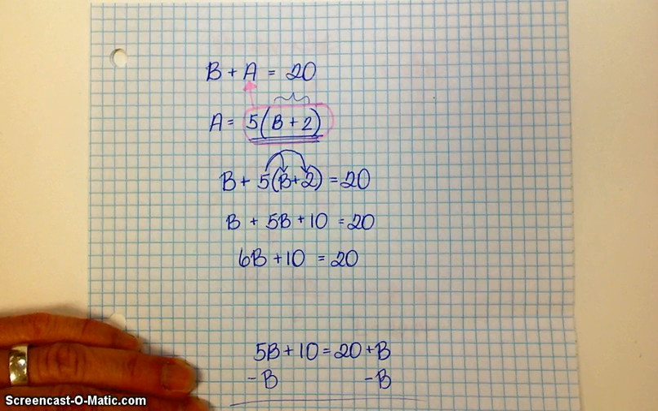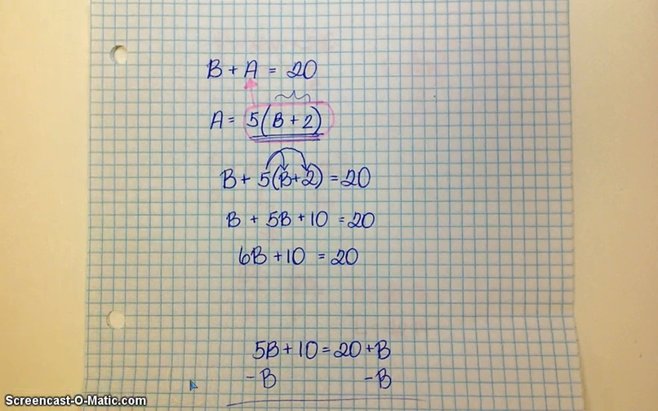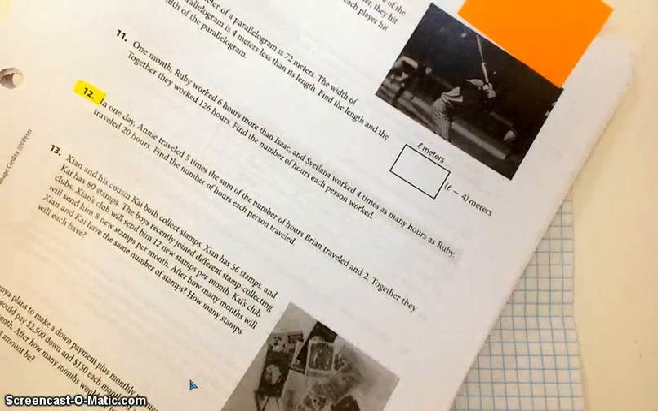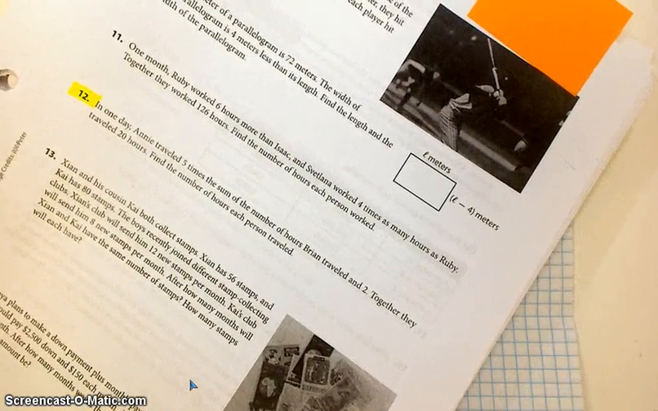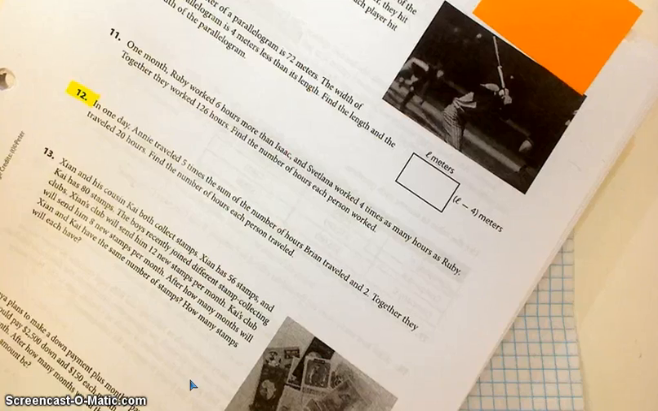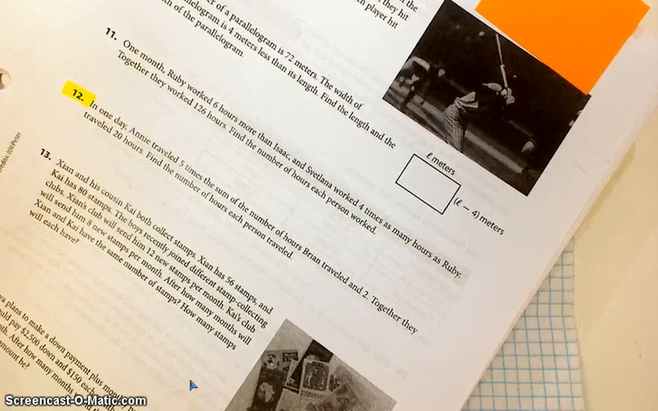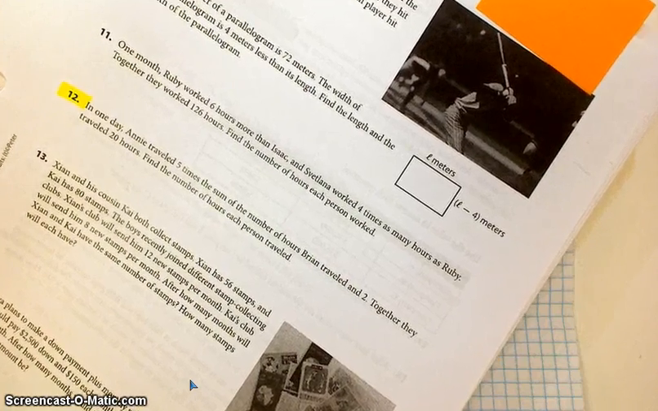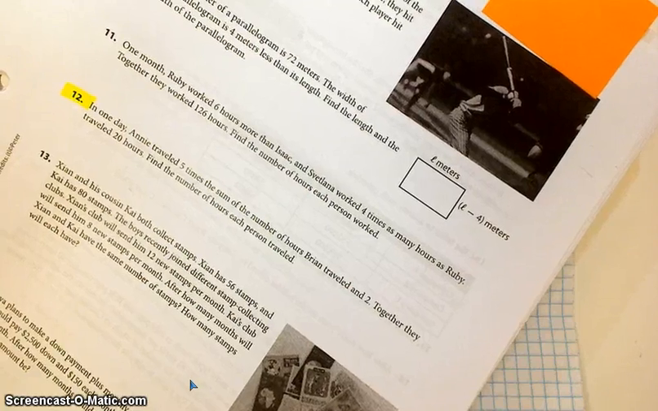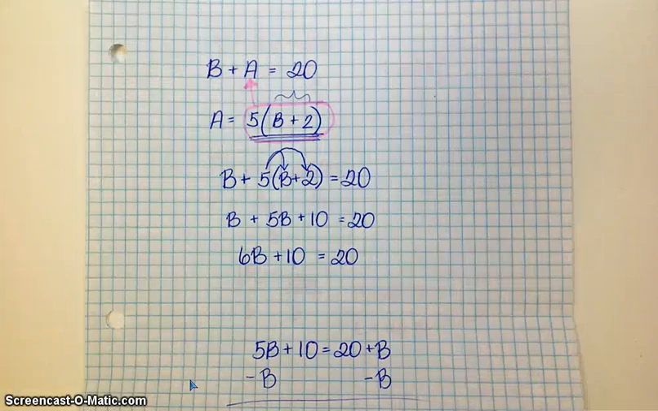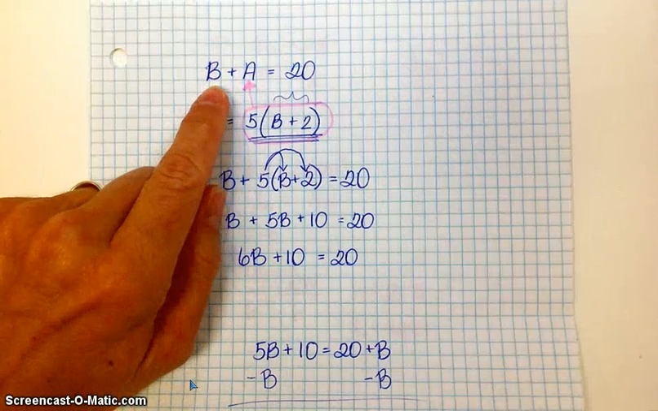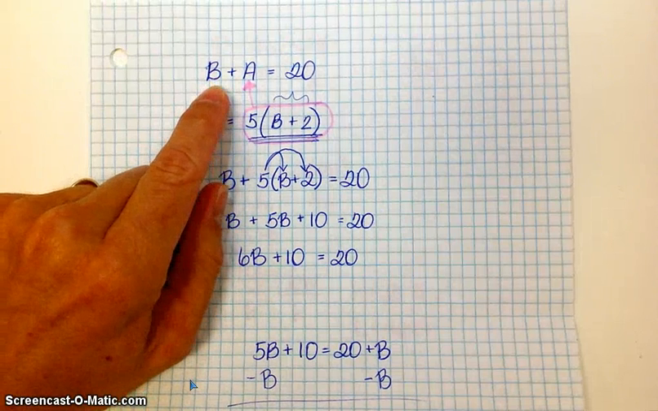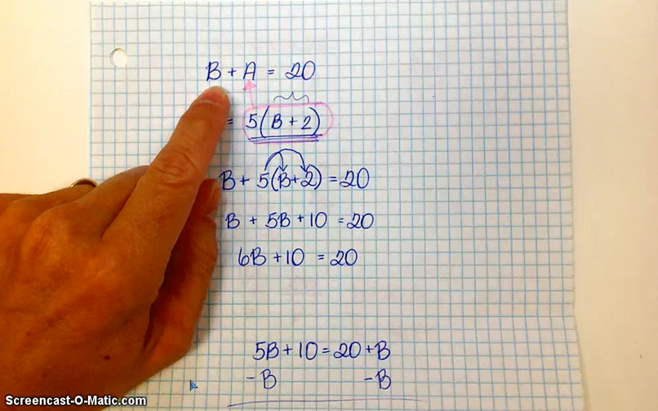All right, we left off on number 12 on page 67. And it says, in one day, Annie traveled 5 times the sum of the number of hours Brian traveled and 2. Together they traveled 20 hours. Find the number of hours each person traveled. All right, so there were 2 equations in that sentence. The easier equation was actually the second sentence where they said together they traveled 20 hours.